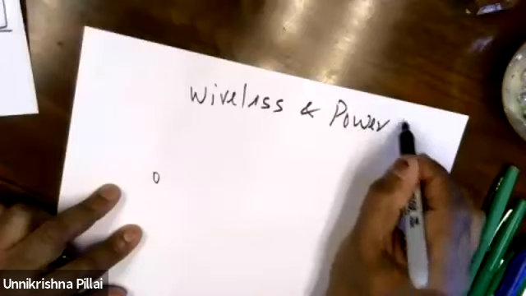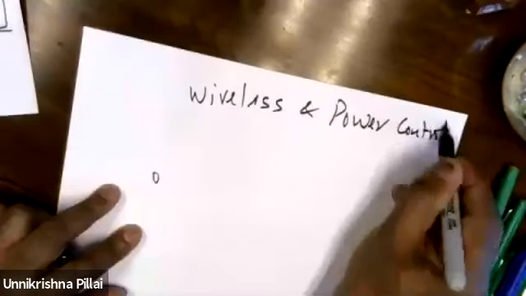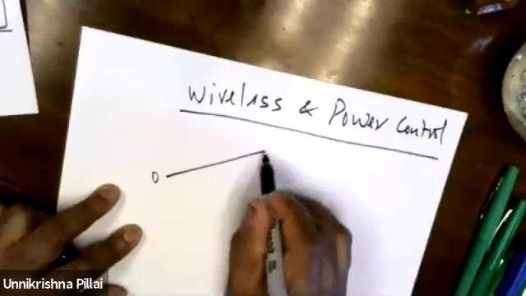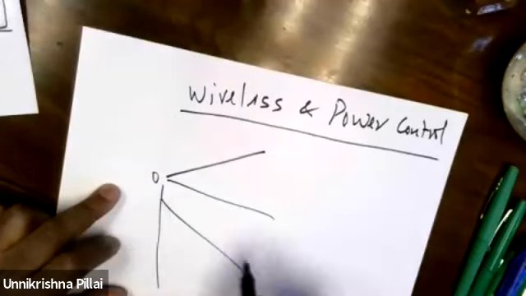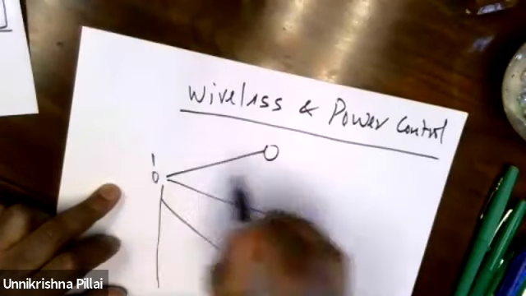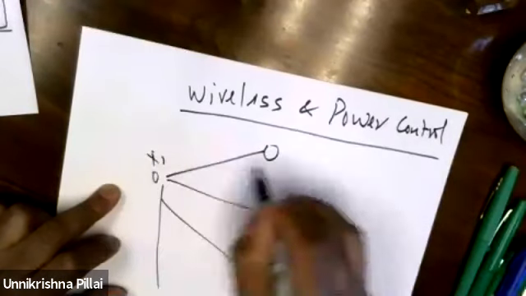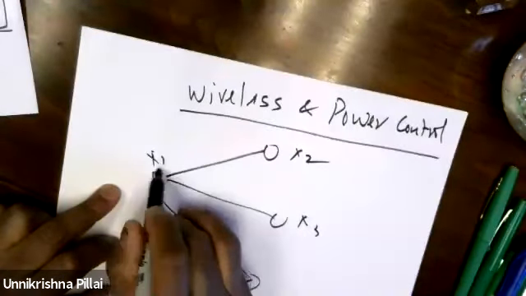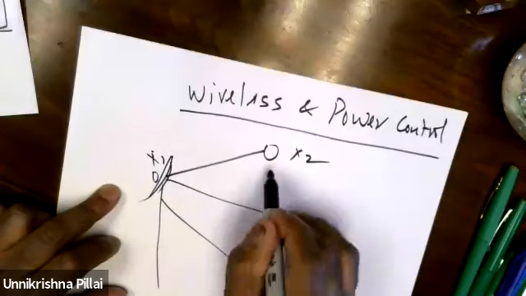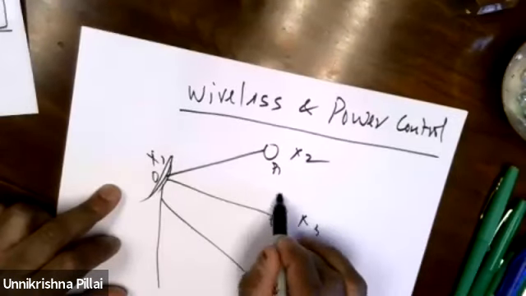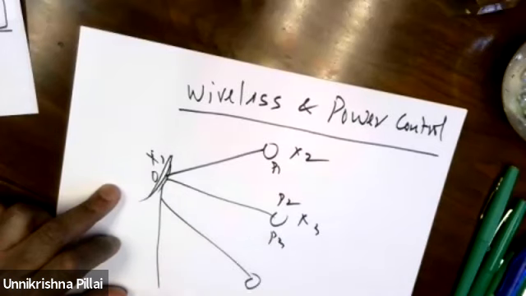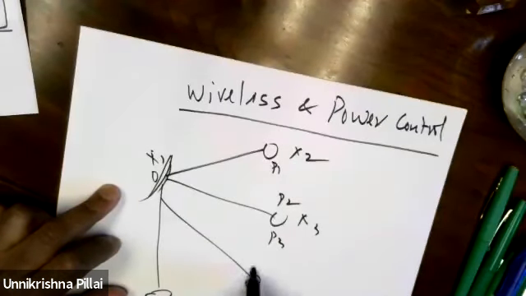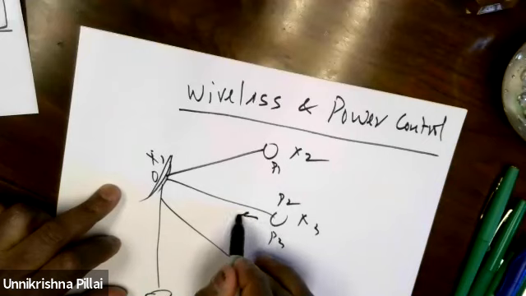I don't know how many of you have. So the question is, how do you control the power in your handset? You are talking to so many users, right? X1, these are different users. So you have a base station here, and say you are transmitting power P1, P2, P3, Pn, etc. So the question is, how much power to transmit?